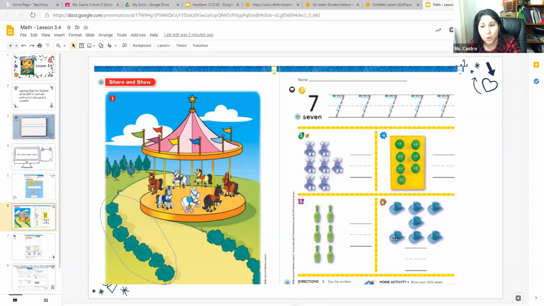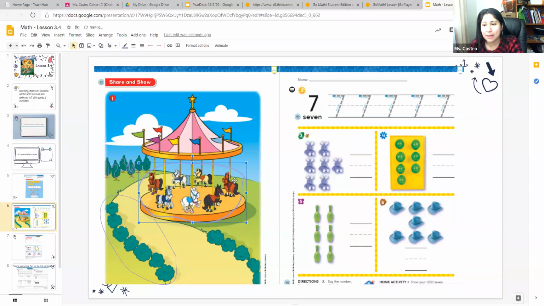So who wants to tell Miss Castro, what do we do with these group of horses? Are we going to circle it or are we going to leave it alone? Scarlett, go ahead. We circle it. Yes. And why are we circling it, Scarlett? Because it has 7. Correct. Good job, Scarlett. Excellent job. So because we counted and labeled 7 horses, we're going to go ahead and make a big circle around those horses.